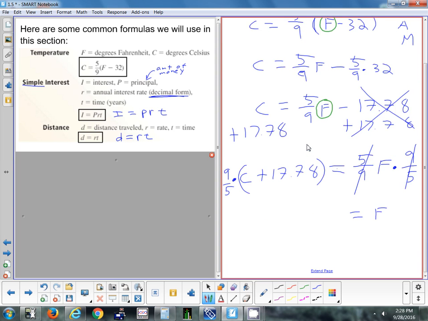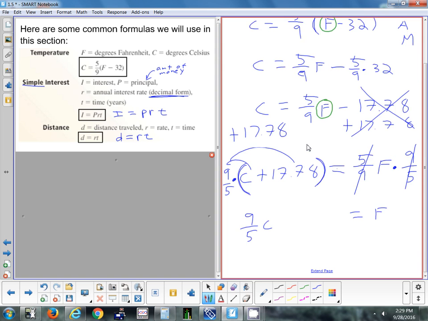Okay, and notice I put parentheses around what's on this side. Because when you multiply both sides by something, or like Shannon told us earlier, when you divide, you have to do it everywhere. Multiplying and dividing, you've got to do it to every single thing. So this and that. Well, the first one's easy. 9/5 times C. Well, can't really do anything with that.